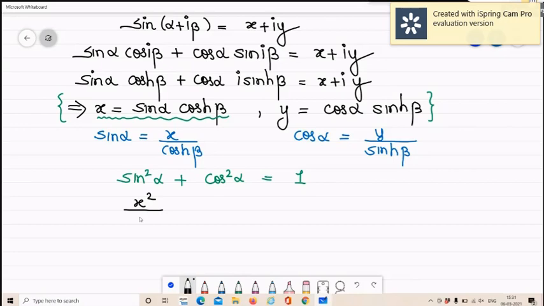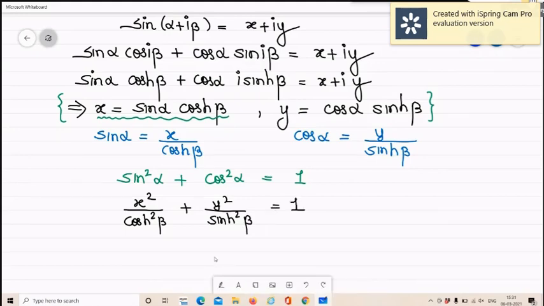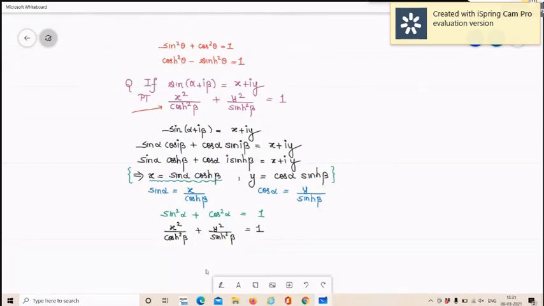So this is x square upon cos h square beta plus y square upon sin h square beta is equal to 1. This is what I had to prove. Always remember, the question looks complicated. No doubt, I do agree with it. The question always looks complicated or complex, but the solution is very simple, provided you understand the trick and the concepts of what we are supposed to do and how to start with the sum. Is that clear?